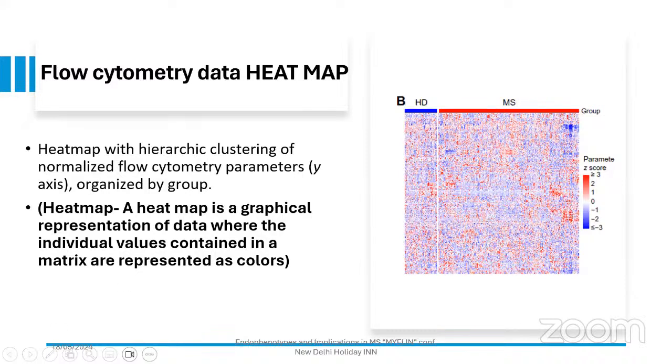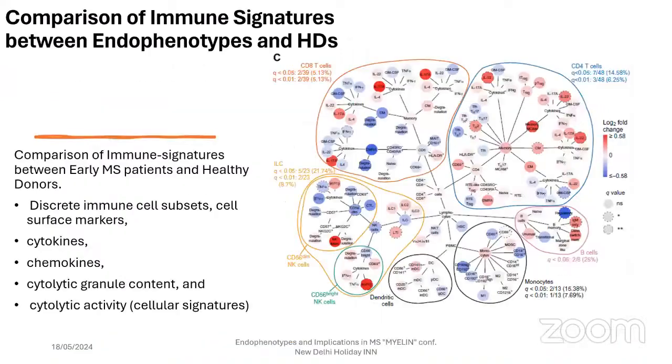The heat map is a graphical representation of data where the individual values contained in a matrix are represented as colors. You can see the healthy donors and MS, and the parameters are also scored here. So this is a heat map with hierarchical clustering of normalized flow cytometry parameters. They are organized by groups in this slide. The comparison of immune signatures between early MS patients and healthy donors is done based on discrete immune cell subsets, cell surface markers, cytokines, chemokines, cytolytic granule content, and lytic activity, that is, cellular signatures.